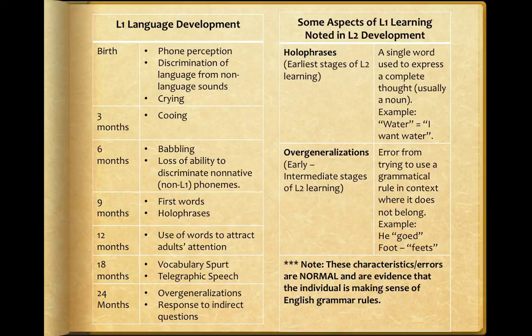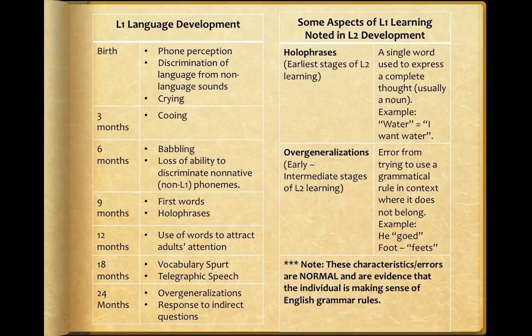But by 6 months, they start getting used to the native language that they will be speaking, what they're hearing around them. By 9 months, they start producing their first words. It's pretty early. They have holophrases. Those are one-word phrases like mom or mommy, daddy. By 12 months, they use words to attract adults' attention, like no. By 18 months, they have a spurt of growth in vocabulary learning.